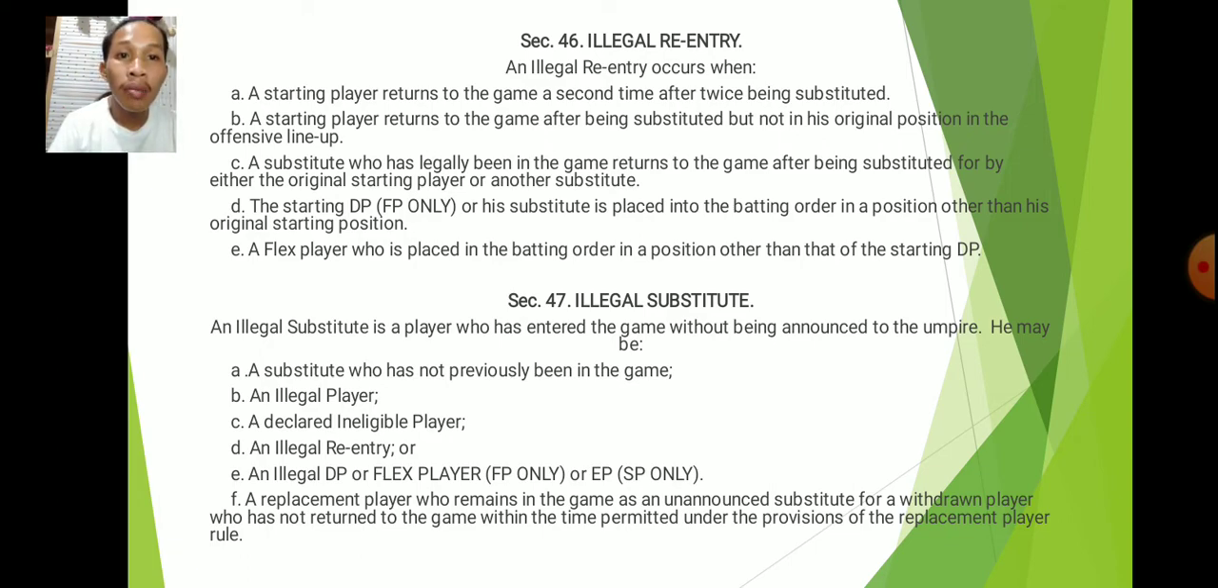The starting or substitute player is in a batting order position other than his original starting position. A flex player is one who plays a batting order position other than that of the starting DP. Illegal substitution. An illegal substitution is a player who has entered the game without being announced to the umpire. He may be a substitute who has not previously been in the game, an illegal player, a declared ineligible player, an illegal re-entry, or an illegal DP or flex player.